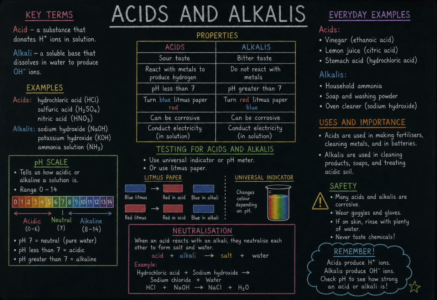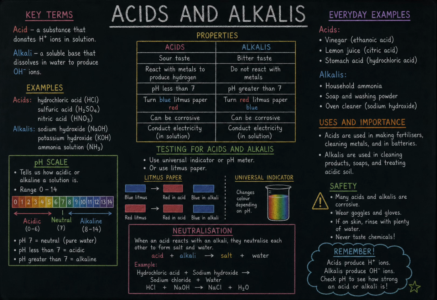2. Acids and alkalis. Now let's move on to acids and alkalis. An acid releases H+ ions in solution. An alkali is a soluble base that releases OH- ions in solution. Examples. Common acids include hydrochloric acid, sulfuric acid, nitric acid. Common alkalis include sodium hydroxide, potassium hydroxide, ammonia solution.